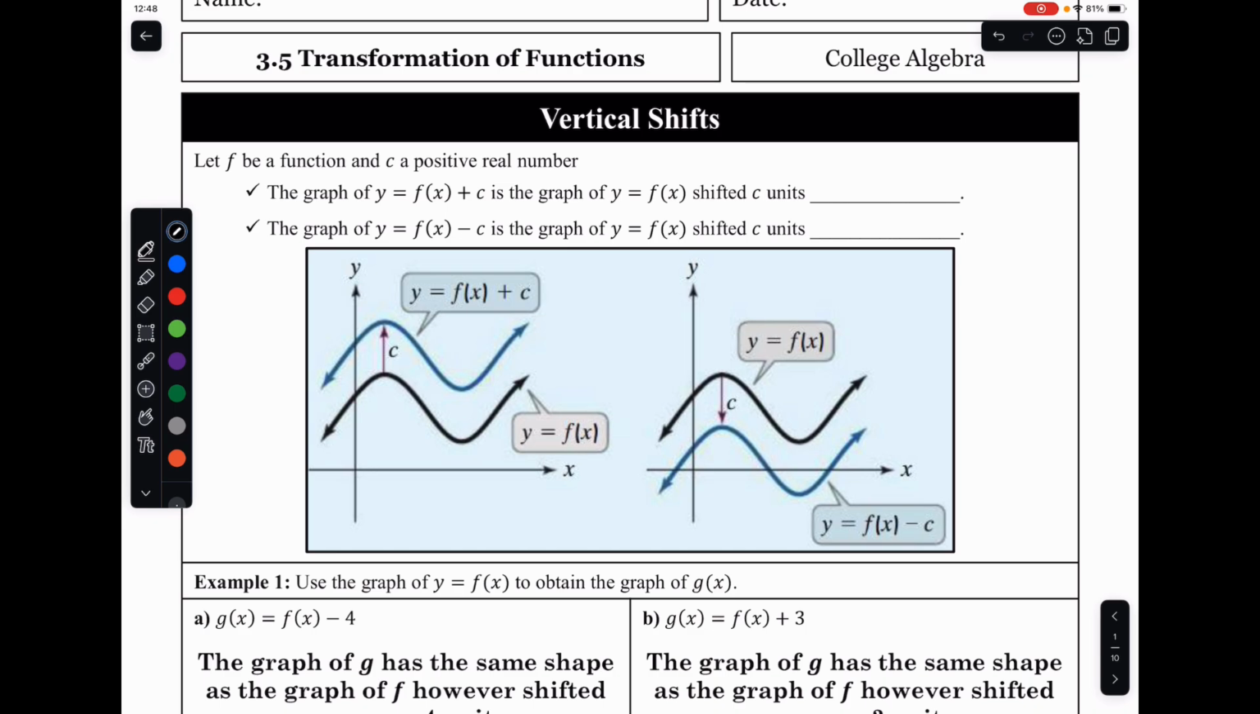Let f be a function and c be any positive real number. The notation y equals f of x plus c means that the graph of y equals f of x is going to be shifted upwards c units. If we're adding, we move it up, and if we're subtracting, we move it down, as you see in these examples right here.